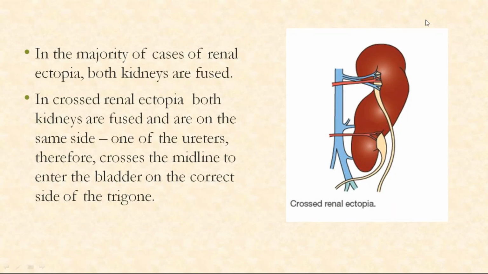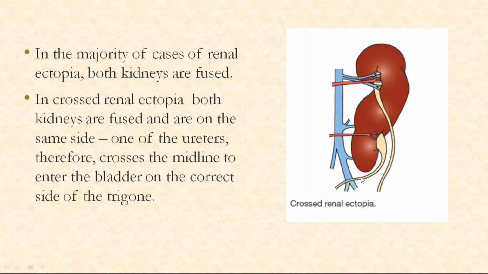See, this you need to know. This is the kidney, this is the ectopic kidney. This ectopic kidney and this normal kidney get fused. This is called crossed renal ectopia. In the majority of cases of crossed renal ectopia, both kidneys are fused on one side, and one of the ureters therefore crosses the midline to enter the bladder on the correct side of the trigone.